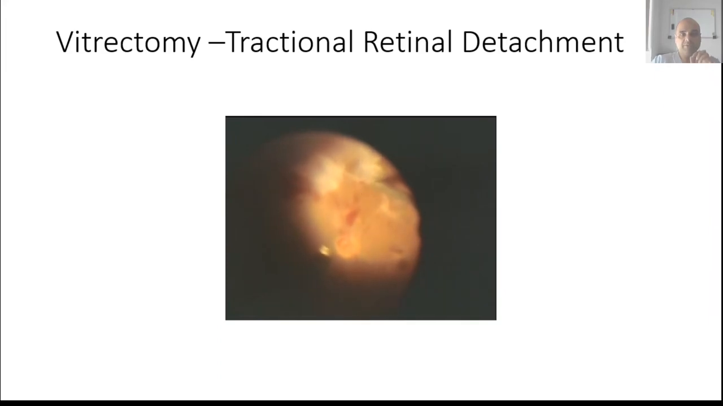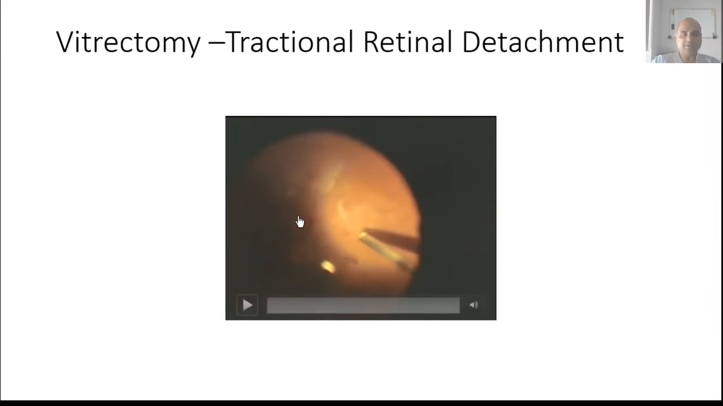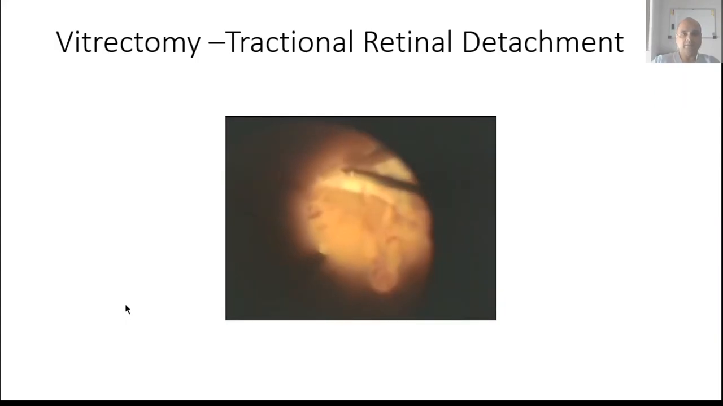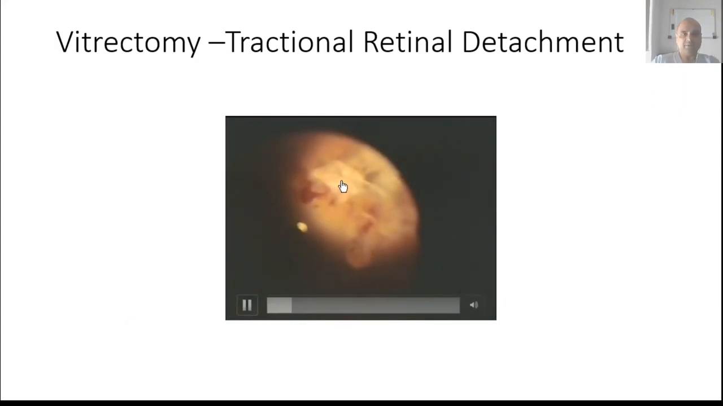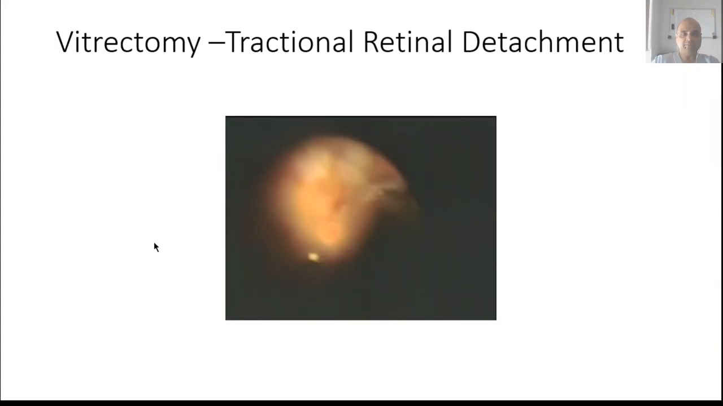You have to be very careful to cut the band and not the retina because the retina is coming together with these bands. You can see some vitreous hemorrhages and some retinal hemorrhages in the background here as well. Once more being picked up, then being cut away. This is the illuminator. This is the optic disc. You have to be very careful that you're just cutting the band and not the retina.